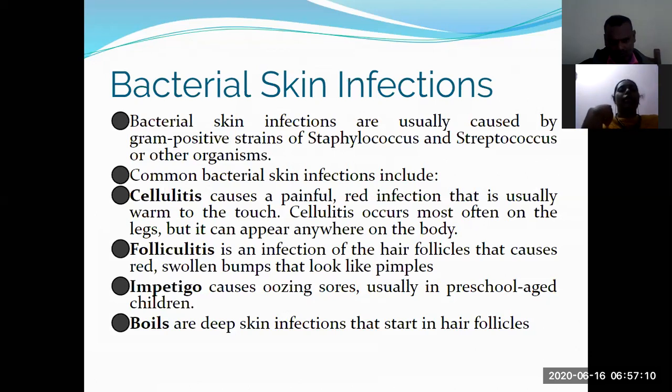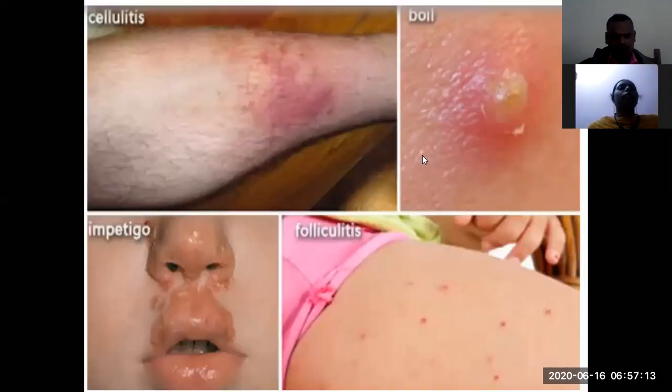Okay. Next, you can observe the picture here. Cellulitis. You see, in the legs there are red rashes. Then boil. Then impetigo. You see, this impetigo may be red, pink, or also yellow. Then folliculitis.